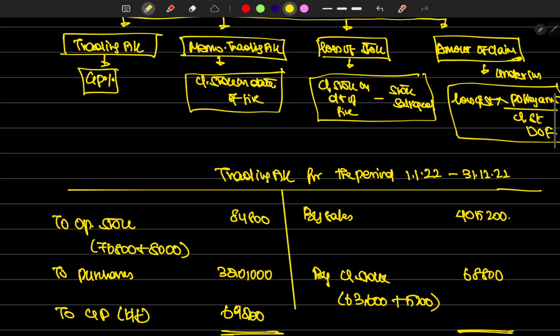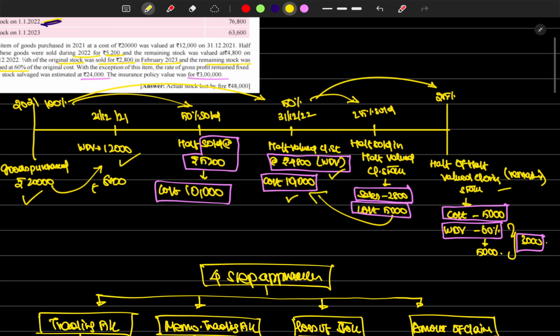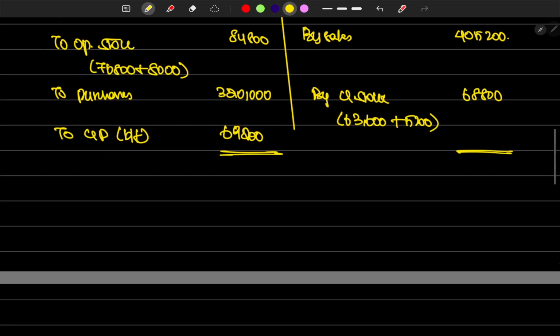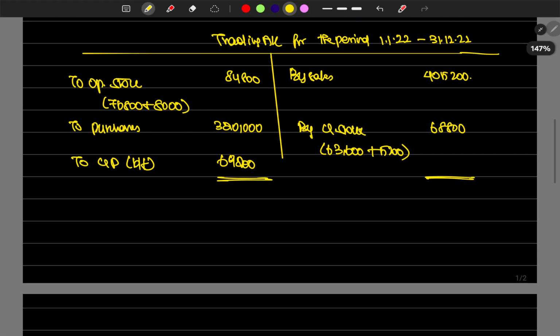So while we are preparing the trading account for insurance, we need to show the normal values only. So we have added back the 8,000. On 31/12/2022, we have shown the written down closing stock, which is 4,800, but the original cost is 10,000. We have ignored 5,200 here. So this 5,200 has been added back. Here 8,000 has been added back. Okay, right, we have prepared the trading account.